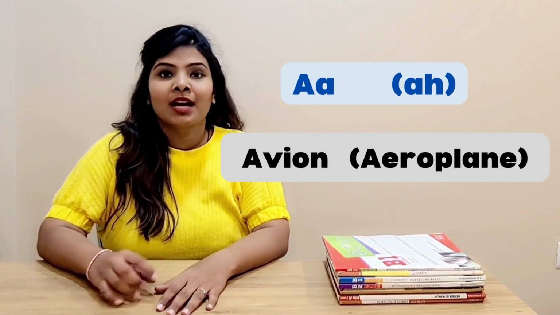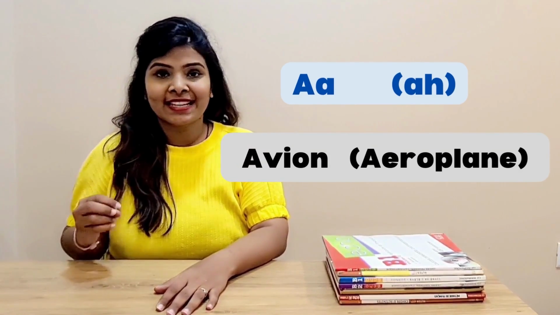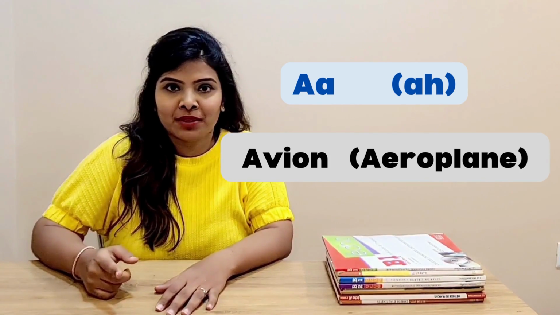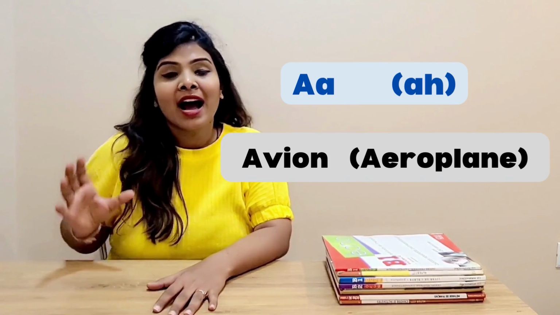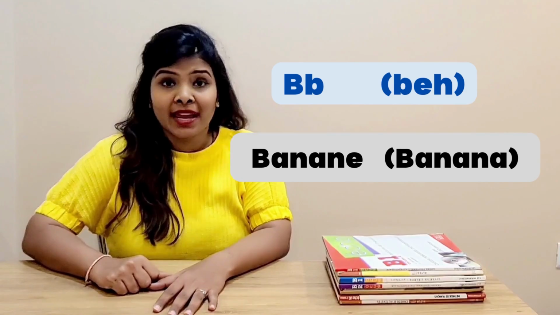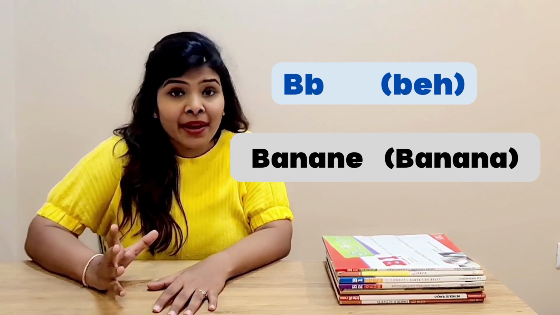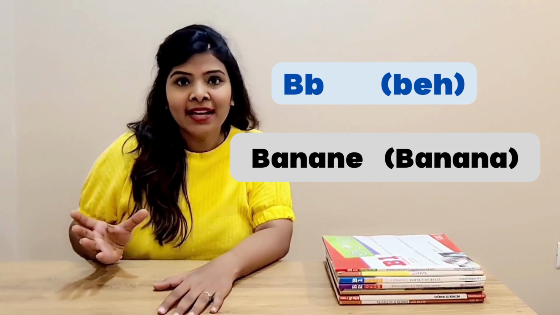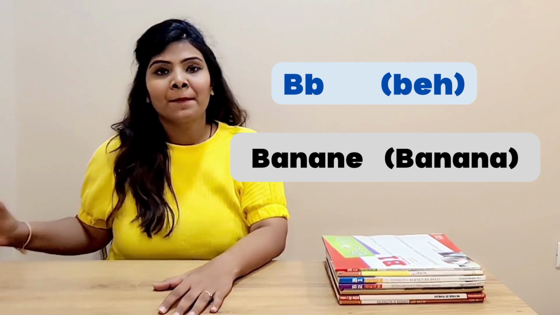A. Open your mouth and say A. I hope you guys are repeating it with me. A. Avion, aeroplane. B. B. Repeat it, guys, okay? B. Banane, banana.